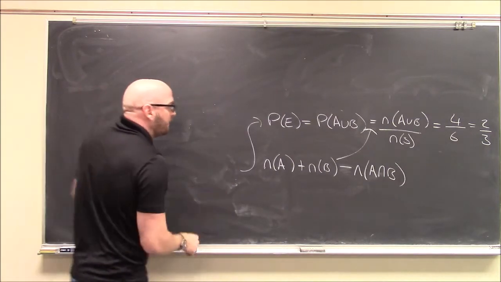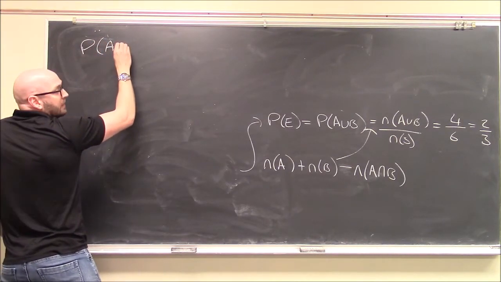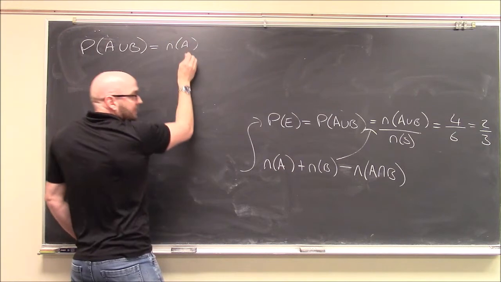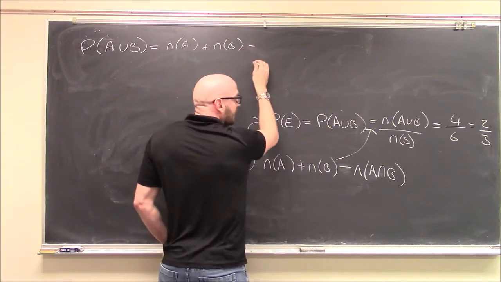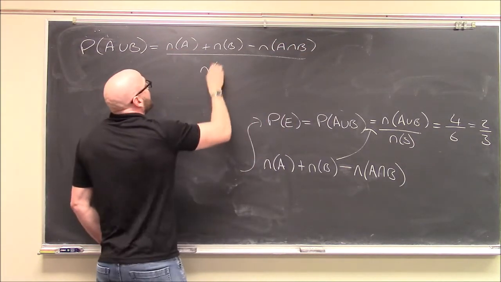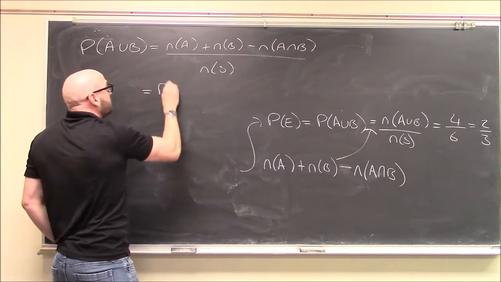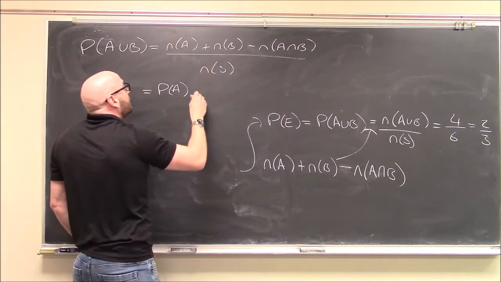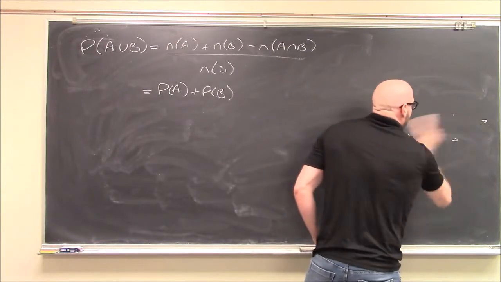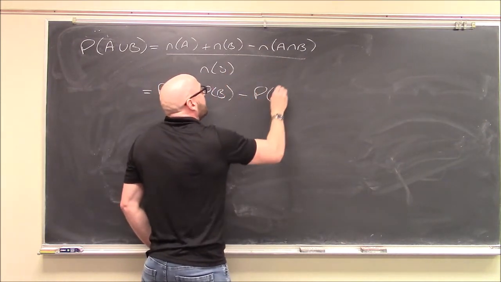What that means, if I plug this in here, is that the probability of A union B is in fact the number of elements of A plus the number of elements of B minus the number of elements of A intersect B, all over the number of elements in S. But in general, the number of elements of A over the number of elements of S is just the probability of event A. The number of elements of B over the number of elements of S is the probability of event B. And then lastly, minus the number of elements in A intersect B over the number of elements in S, that's the probability of A intersect B.